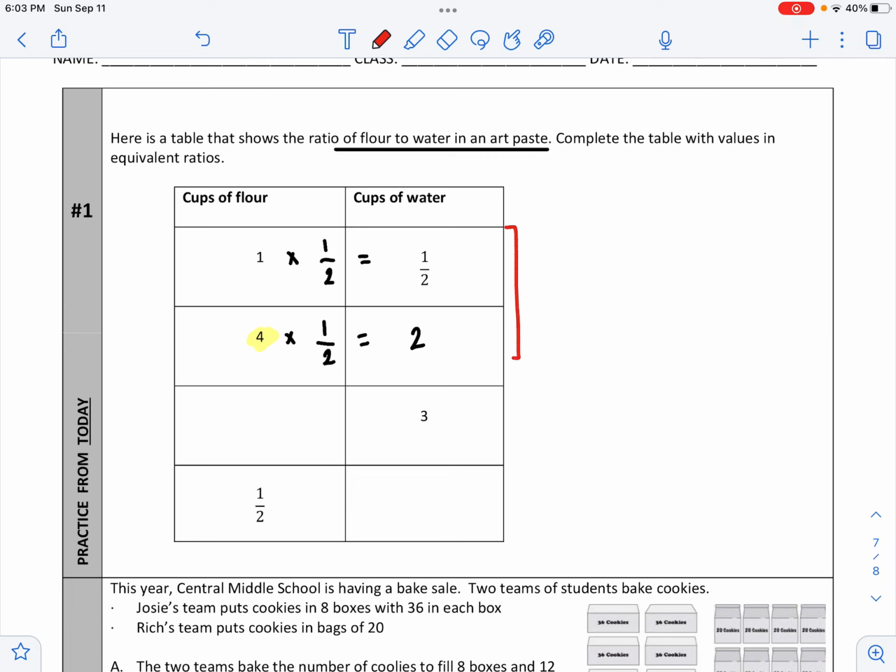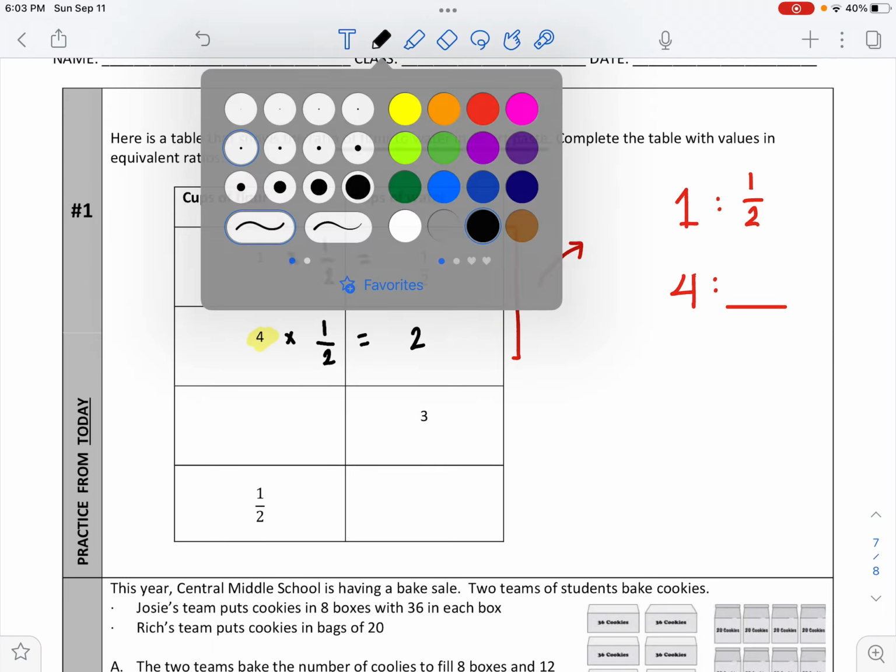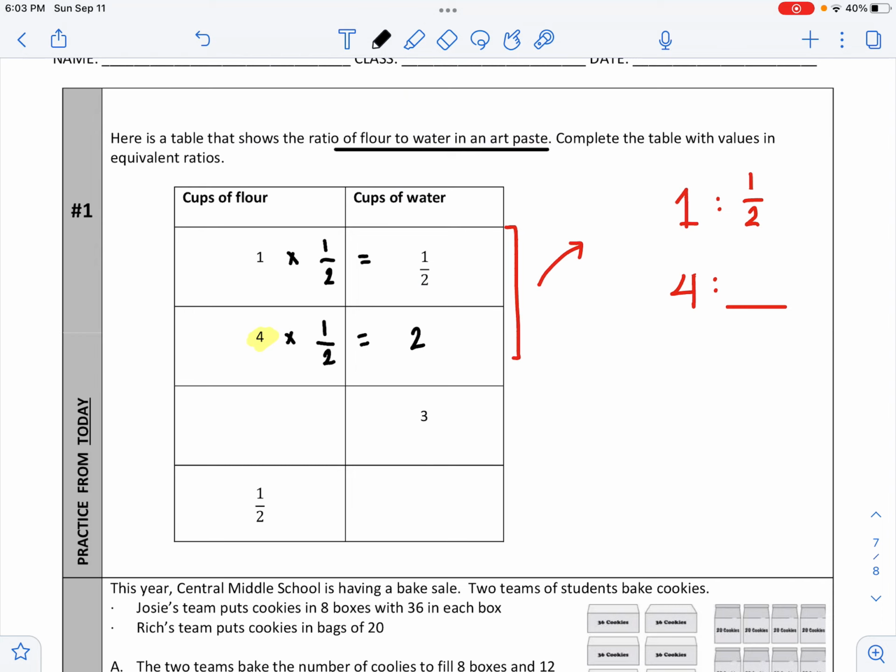Another way to solve this row of the table is to create an equivalent ratio. I know that my ratio of flour to water is 1 to 1/2. And I know that I'm looking for a ratio of 4 to something. Remember, ratios are equivalent when we can multiply both sides of the ratio times the same number to get the second ratio. 1 times 4 is equal to 4, so I know that I need to multiply 1/2 times 4 to find the missing number. 1/2 times 4 is of course 2, which is the same thing that I got using the other method.